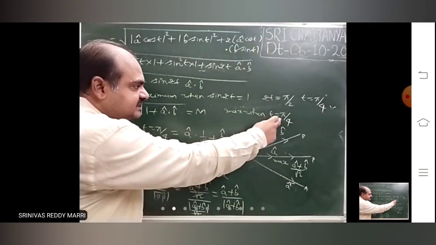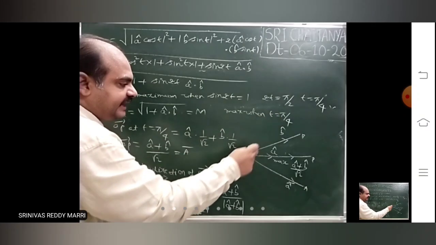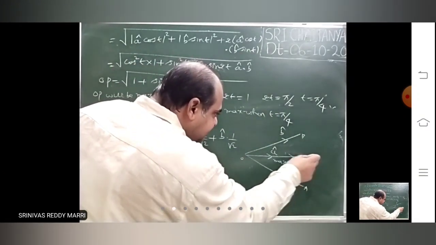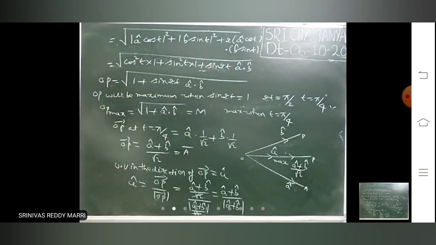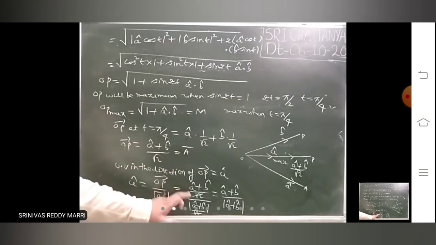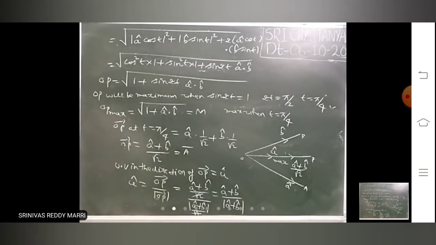When it is maximum, at that instant t equal to pi by 4, you will get OP bar. He is asking at that instant what is the unit vector along OP bar. That means OP bar divided by modulus OP bar. At that instant OP bar is this. So this is the answer. So the first option is correct. Next.